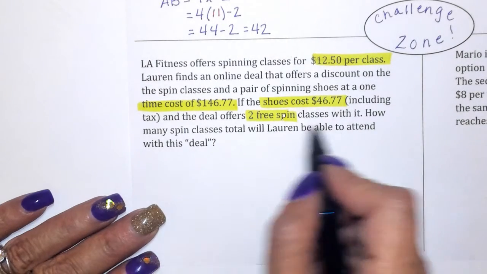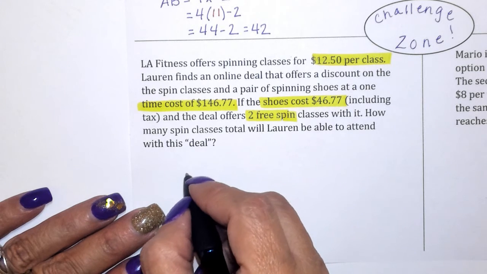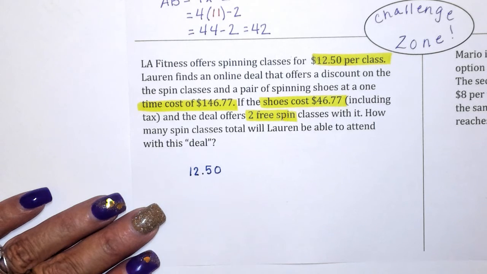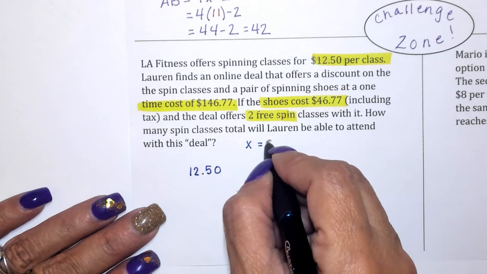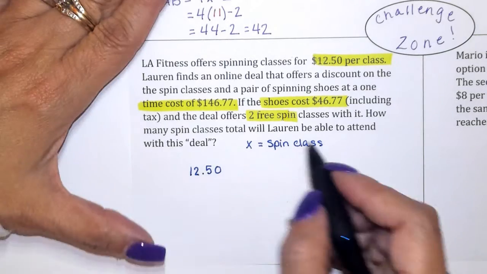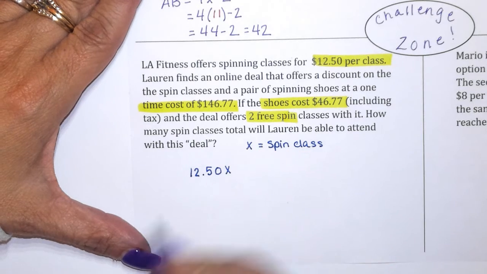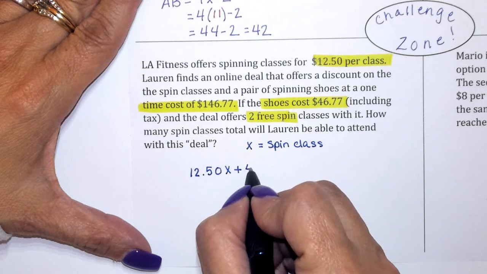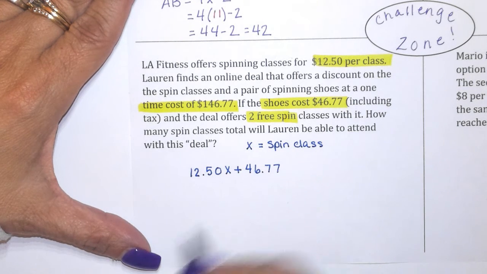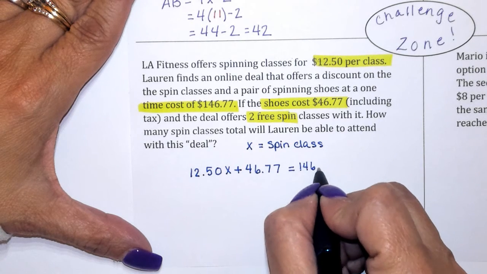Because the question is, how many spin classes total will Lauren be able to attend with this deal? So let's take the $12.50 for each spin class. So let's let x equal the spin classes. x is what we're trying to find out. How many spin classes can she attend? They're $12.50 each, right? She's spending money also on her $46.77 shoes. And this is going to add up to $146.77.